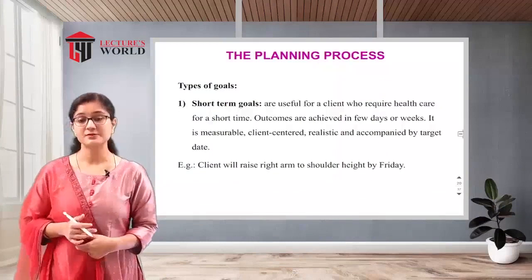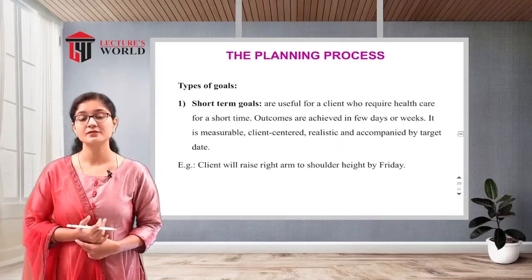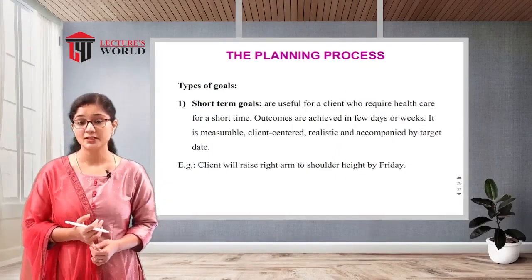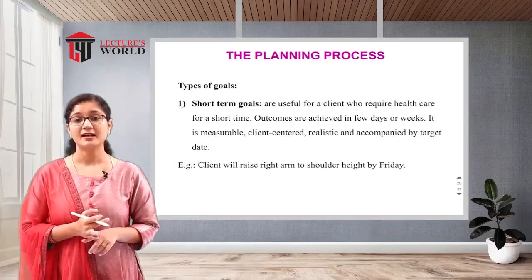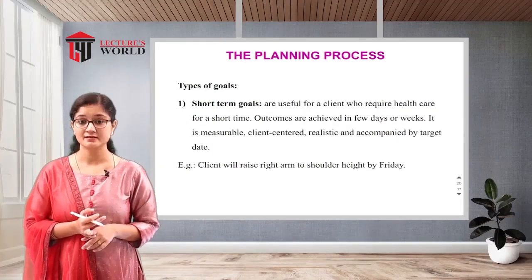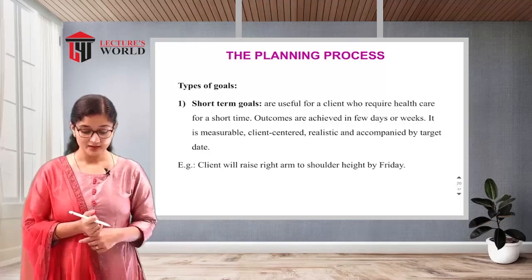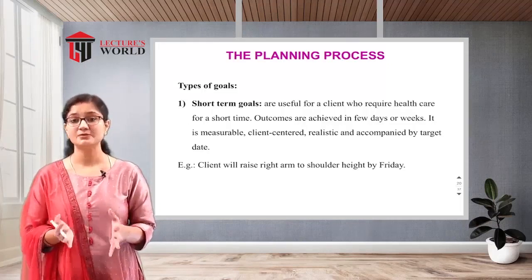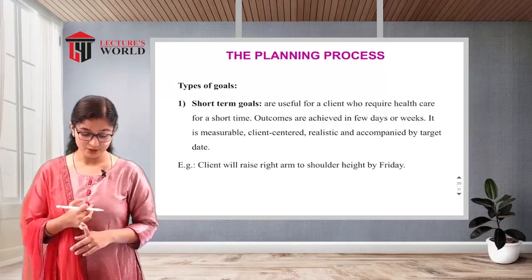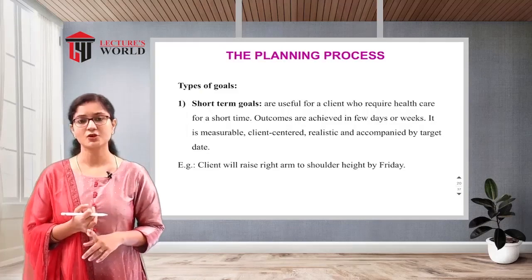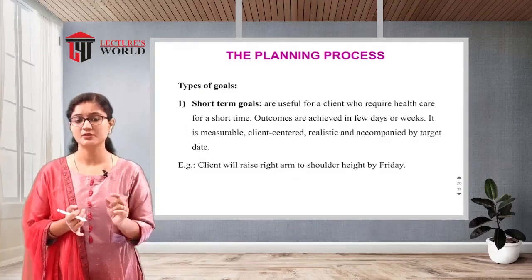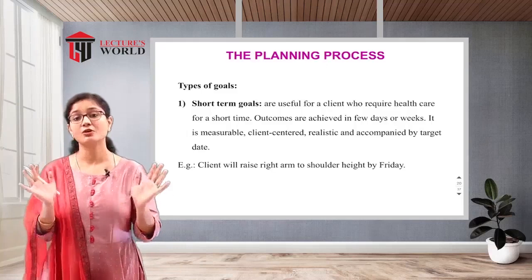Next is the types of goals. First we saw setting priority, then preparing goals and desired outcomes, establishing goals and desired outcomes. In that only, there is this point written: what are the types of goals. The first type of goal is the short-term goal. Short-term means for a shorter time period. So there's a short-term goal and a long-term goal.